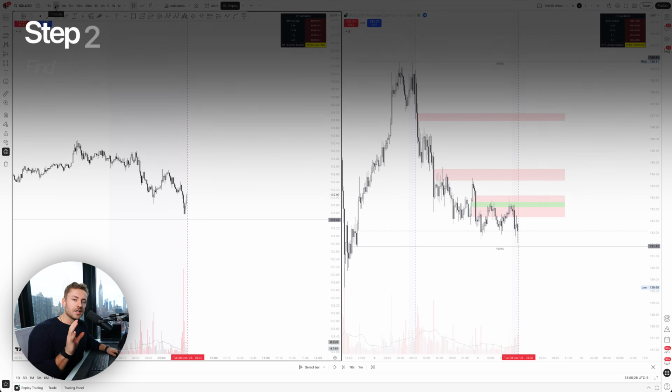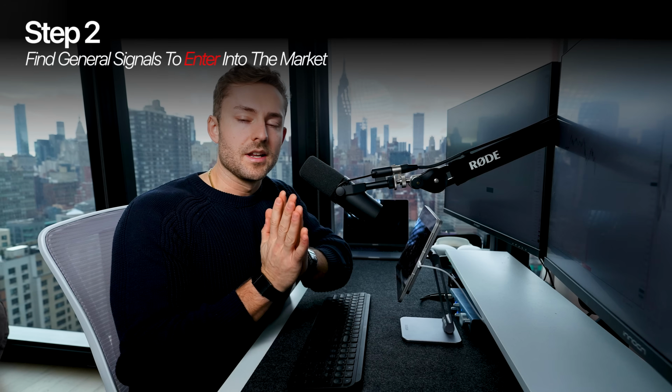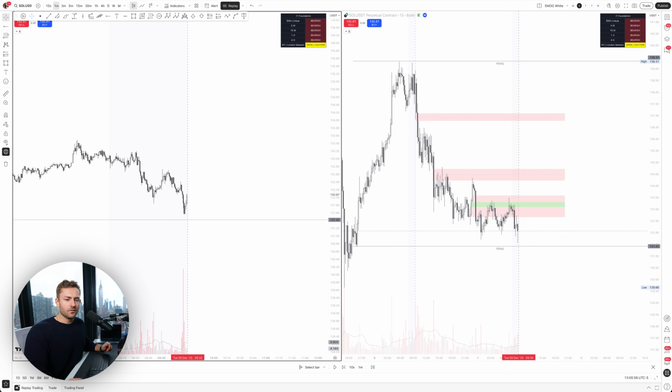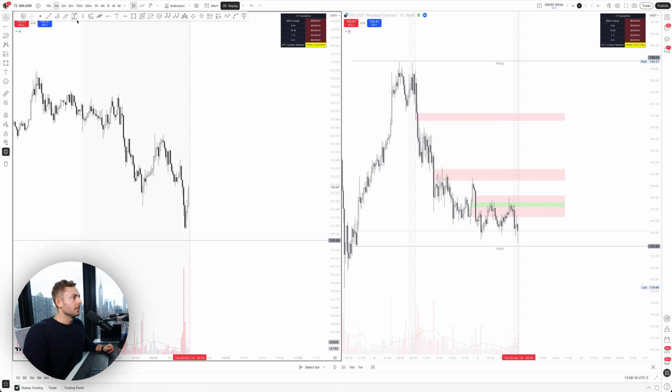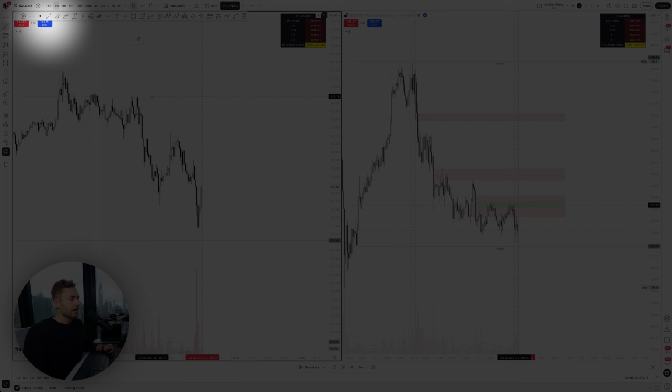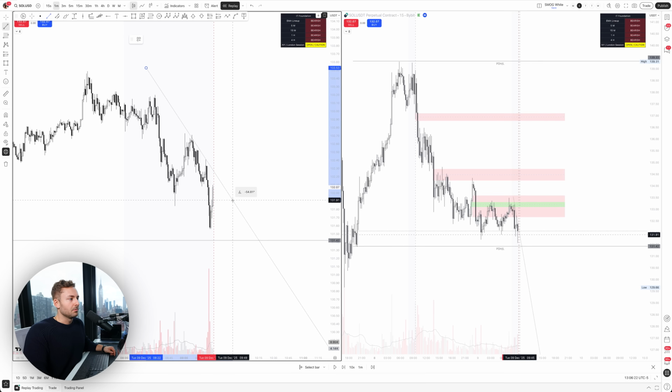Step number 2, we want to switch down to focusing on our 1 minute time frame. So now what we're looking for is general signals for us to want to enter in the market. So I'm looking for a few key things. The first thing that I want to do is take one of these trend line tools here and try to find areas where price tends to not be able to bounce through.